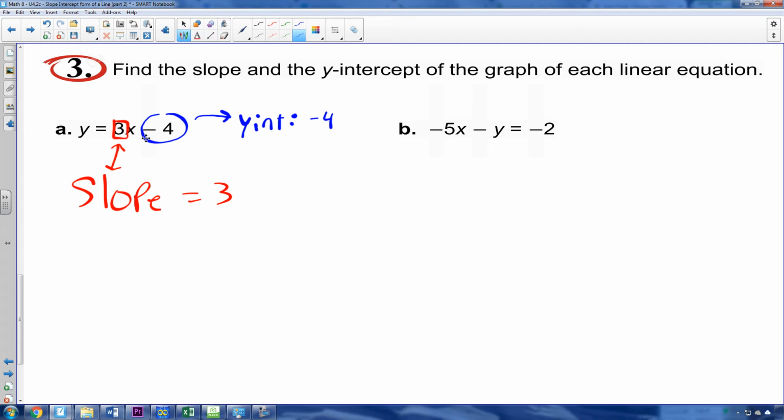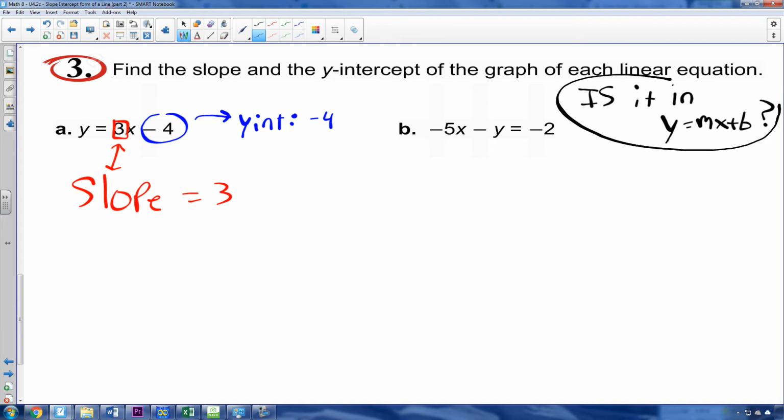We ask ourselves, is it in the form y equals mx plus b? This is a pretty important question to ask yourself every time you look at a problem. Is the y alone? Are there two things on the right? Is the y by itself? No, not on the second one, part B, right?